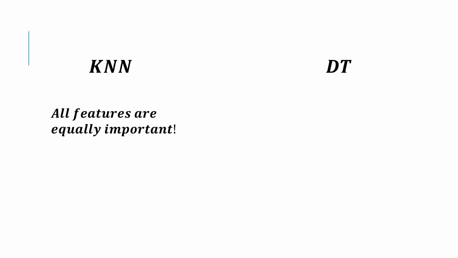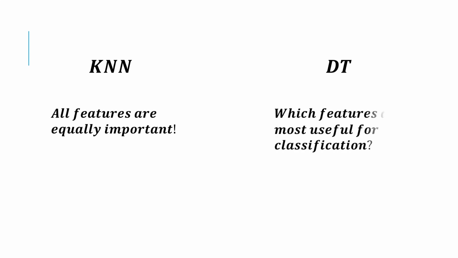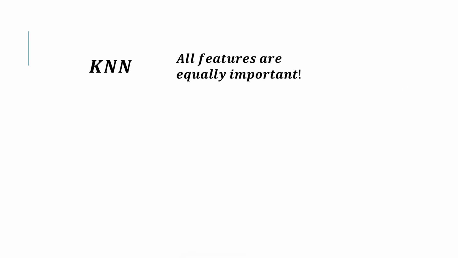However, in a decision tree, we get the scores of these features to find the most useful feature for our classification. And even so, down the line, as we progress through the tree, some features are just neglected. So it's important to have in mind that in KNN, all features are equally important.